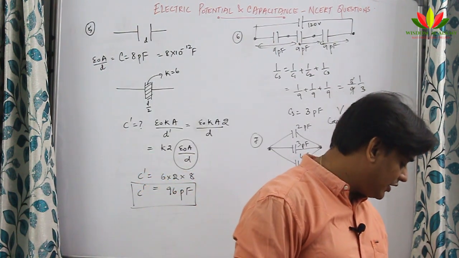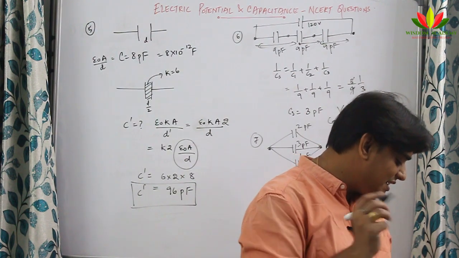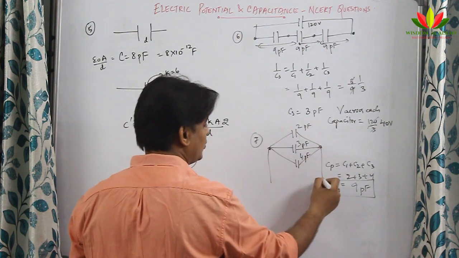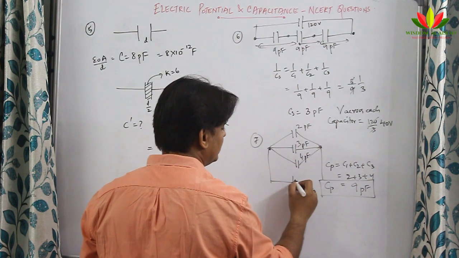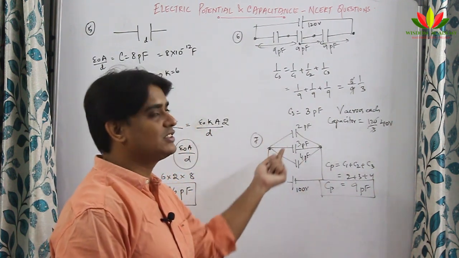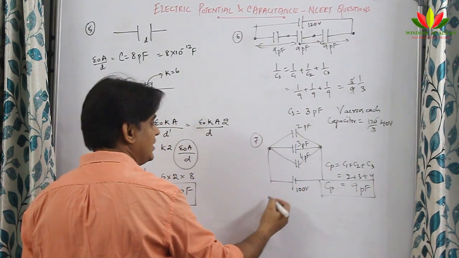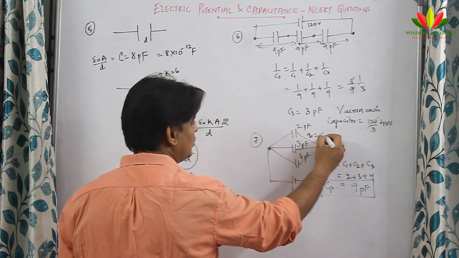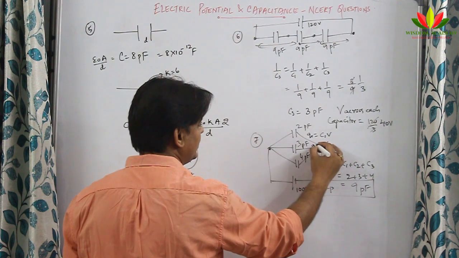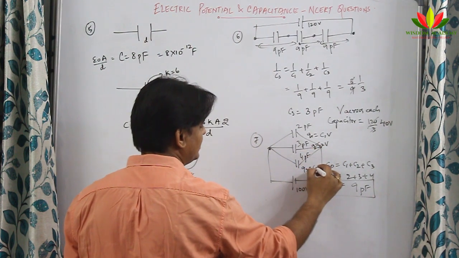And then what is being asked? Determine the charge on each capacitor if the combination is connected to a 100 volt supply. Suppose a 100 volt supply is connected to this, then they are asking what is the charge on each. We know that Q is equal to CV. So Q1 will be equal to C1 into V, Q2 will be equal to C2 into V, and Q3 will be equal to C3 into V.